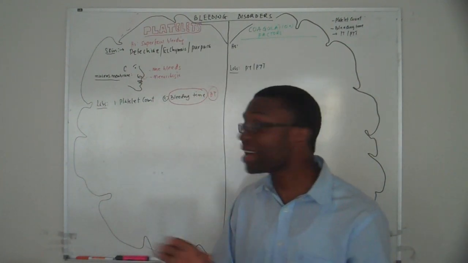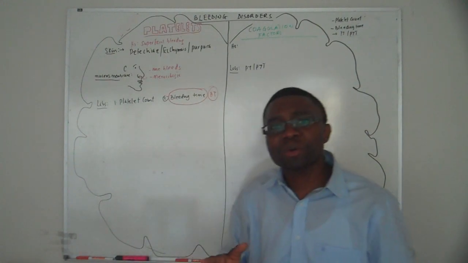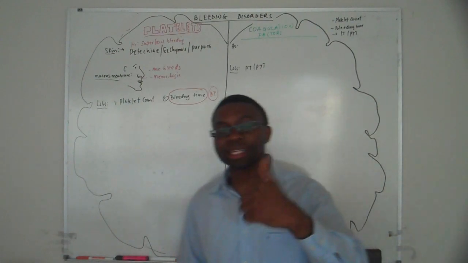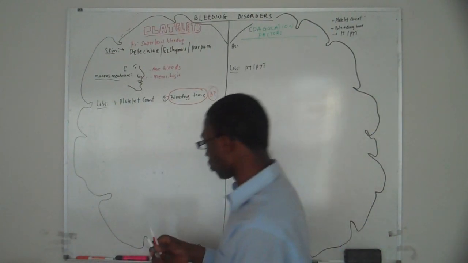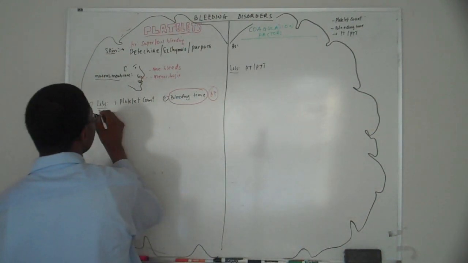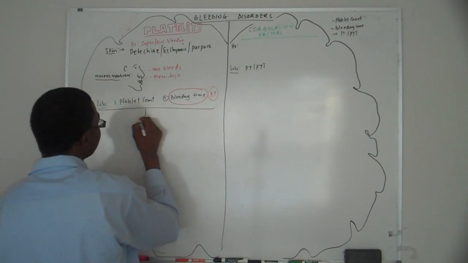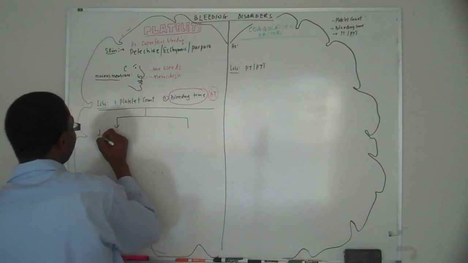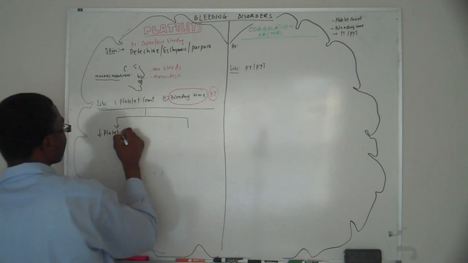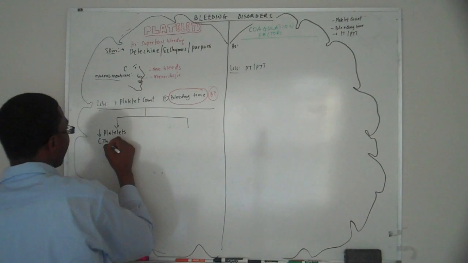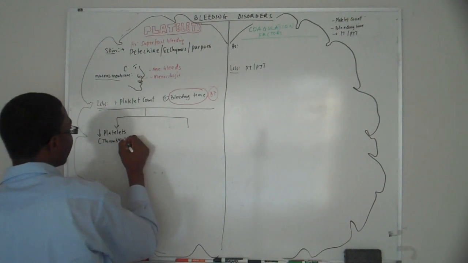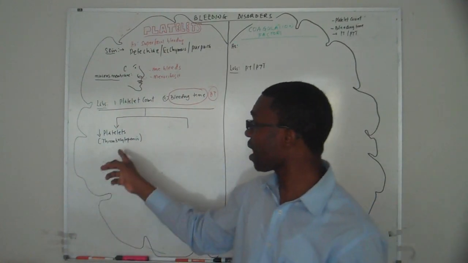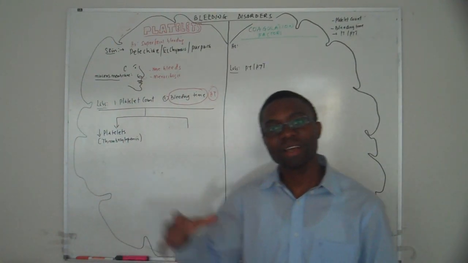Now we're going to take our brains, our little big brain, and split it into two. There's two things that can happen. I can actually have low platelets, which the terminology in medicine is called what? Thrombo. Right? So we're going to split this into two now. I can have low platelets, which we call thrombocytopenia. Did you see that? Low platelet.